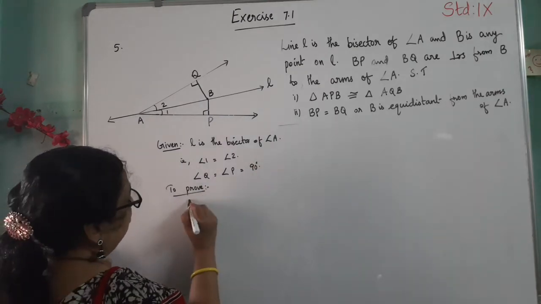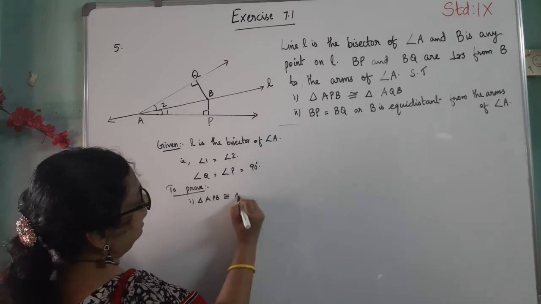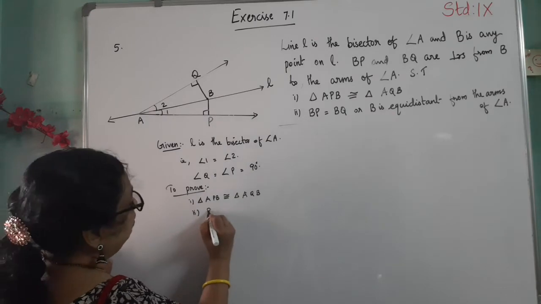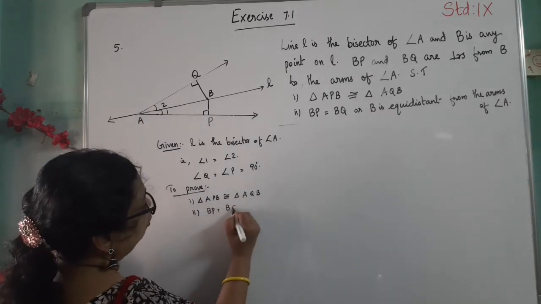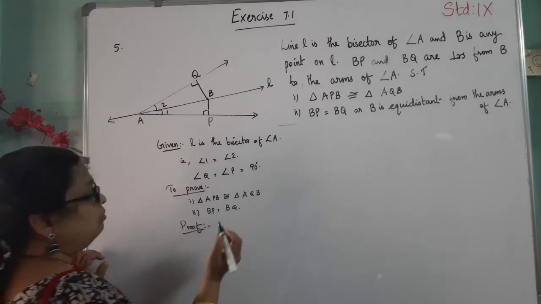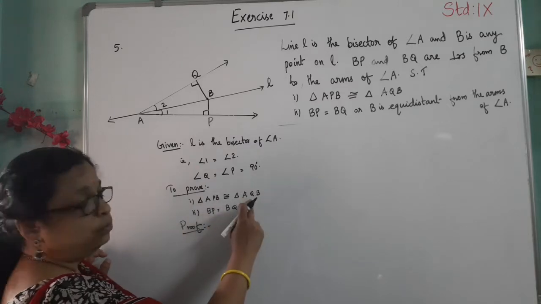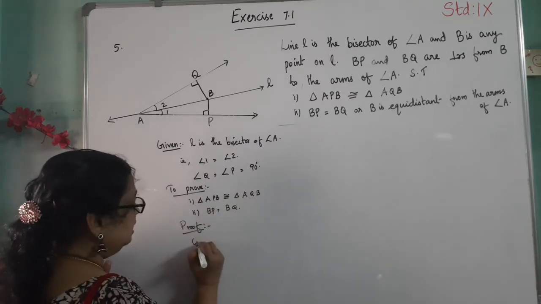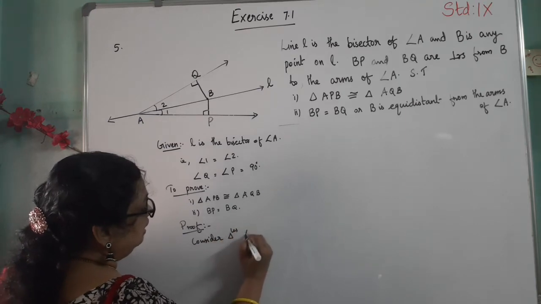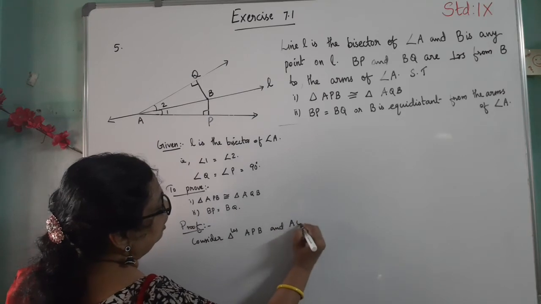Then to prove: one, triangle APB congruent to triangle AQB, and the second one, BP equal to BQ. Then proof. First we can take these two triangles, that is these two triangles we want to be congruent. So consider triangles APB and AQB.